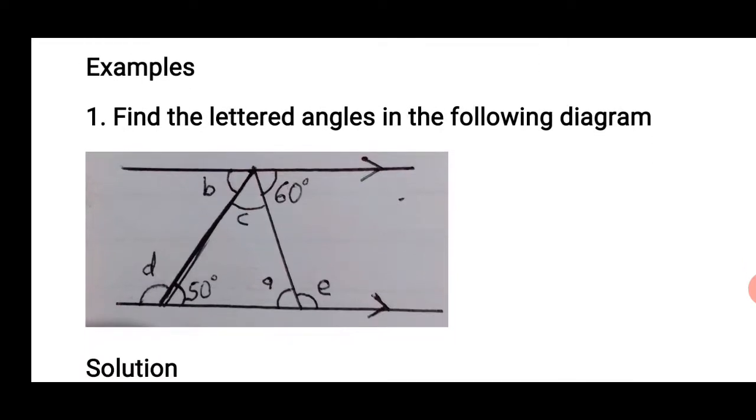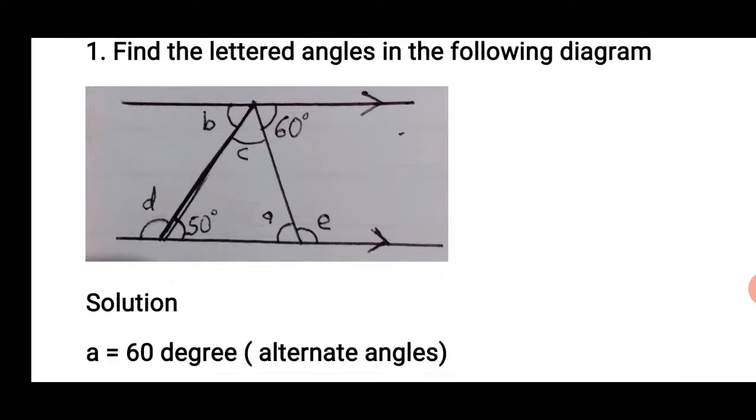Example 1. Find the lettered angles in the following diagram. Look at the diagram. The arrow indicates that the two horizontal lines are parallel to each other. When you have two parallel lines and you have lines crossing them, different types of angles are formed. You look at the lettered angles and look at the most convenient one for you to determine, and that is where you are going to start.